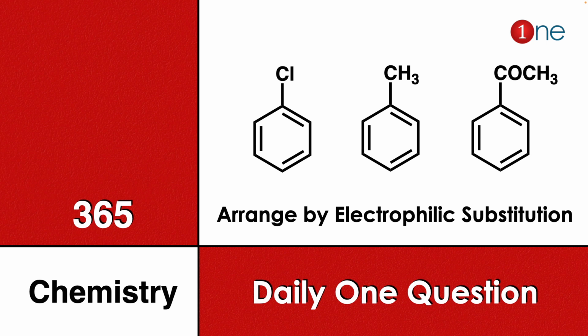Here chlorobenzene is given, and toluene, and methylphenyl ketone. You have to arrange these compounds by the electrophilic substitution reaction.